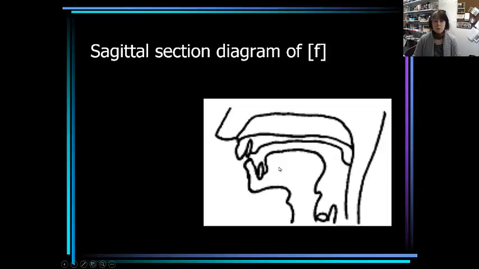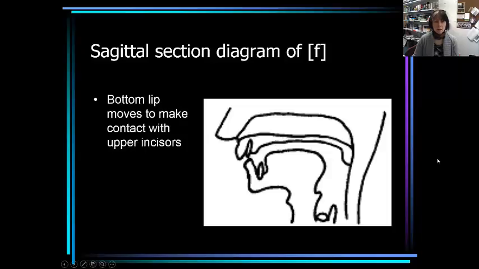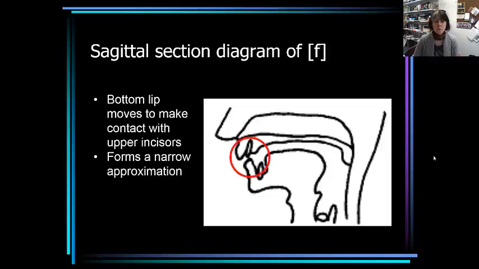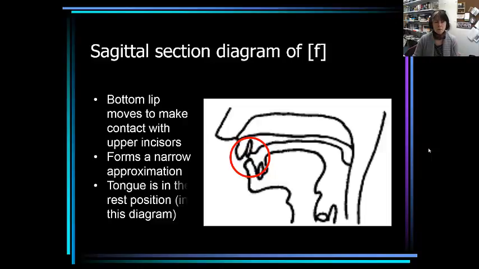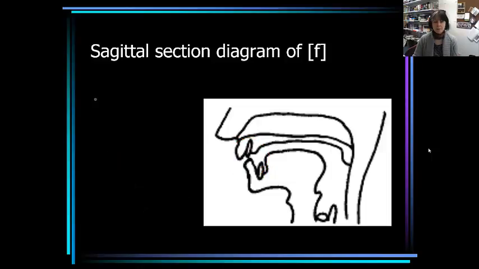The tongue isn't doing anything in particular, but we can see that the bottom lip is just touching the top teeth there. So the bottom lip moves to make contact with the upper incisors, and this forms a narrow approximation. And normally I'd want to show a gap. In this diagram there isn't a gap, but we're in this sort of area here, and in fact the lip is touching the top teeth, so if there isn't a gap it's not a disaster for this particular sound. The tongue is in the rest position in the diagram, as you can see.